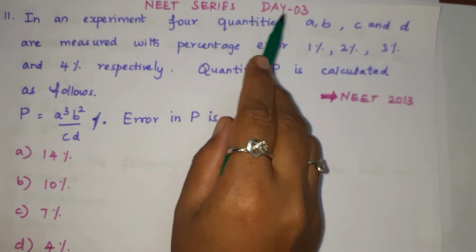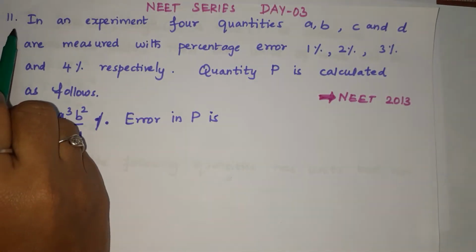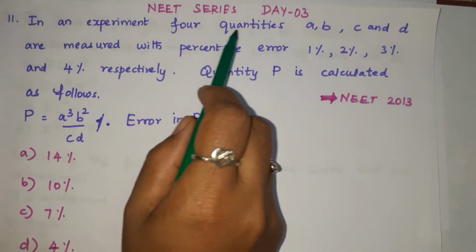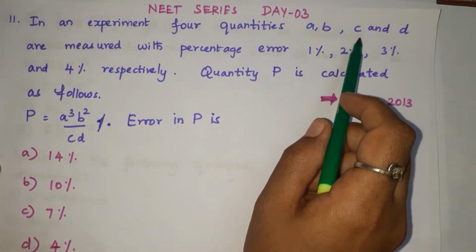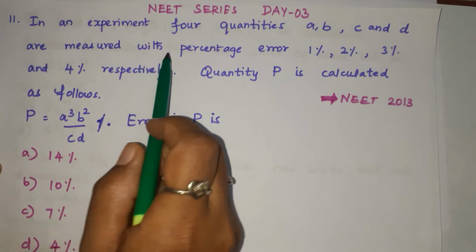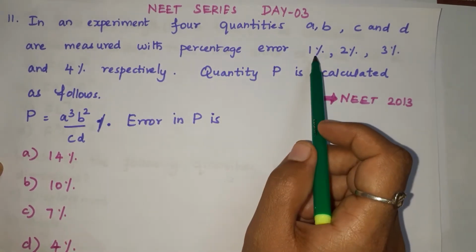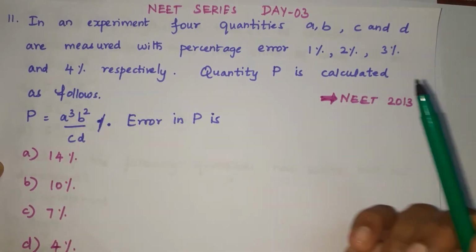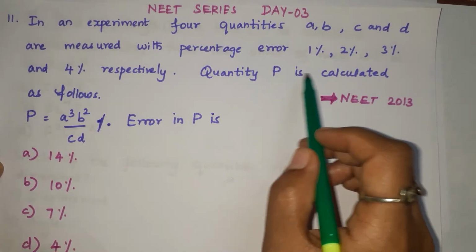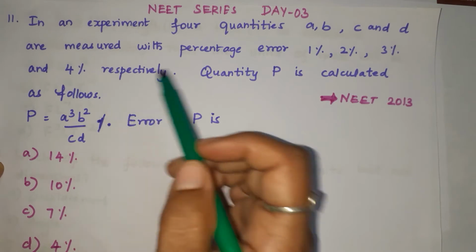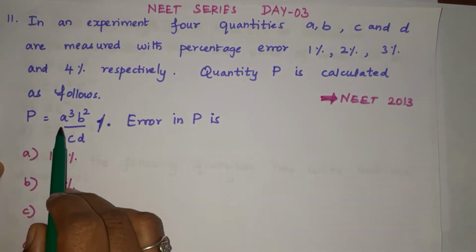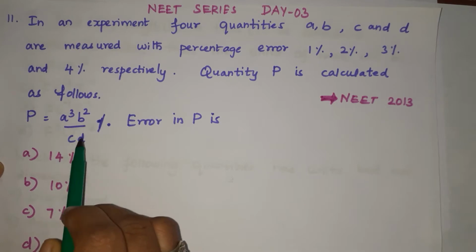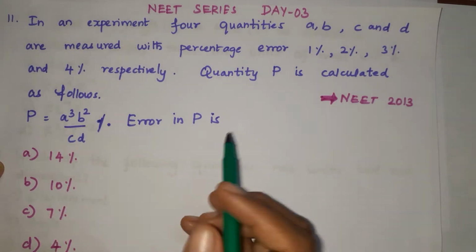NEET series day 3. So we'll start with the 11th question. In an experiment, four quantities A, B, C and D are measured with percentage errors 1%, 2%, 3% and 4% respectively. Quantity P is calculated as follows. The formula is given: P equals A cubed B squared by CD. What is the percentage error in P?